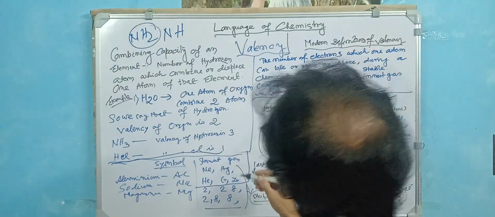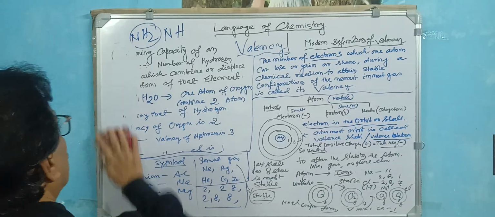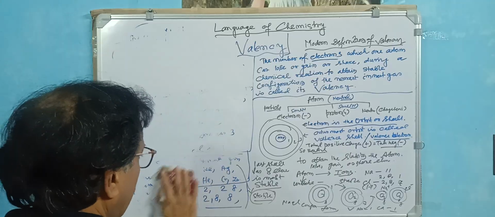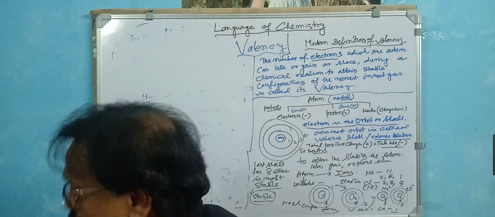Suppose sodium. We will erase this, let me erase this so that we can explain. Okay, so in each and every element there is a fixed number of proton.